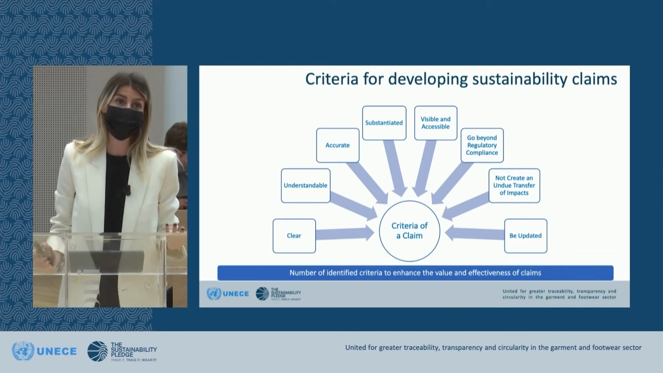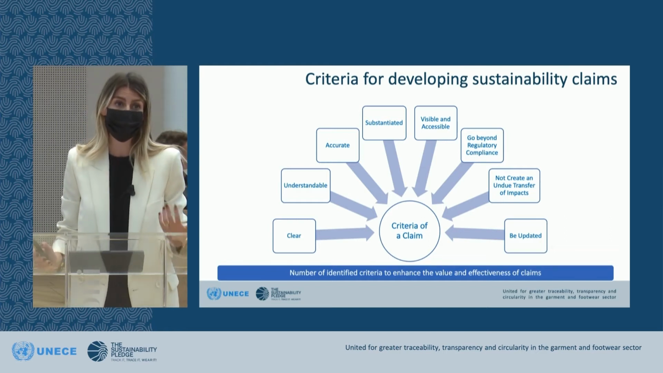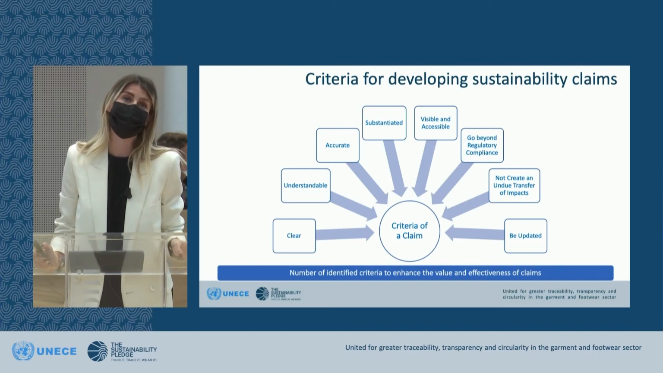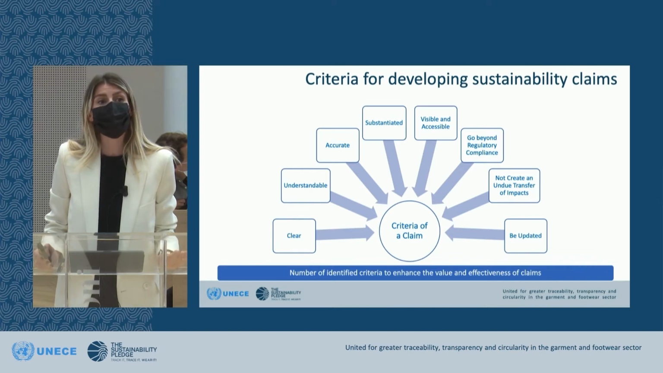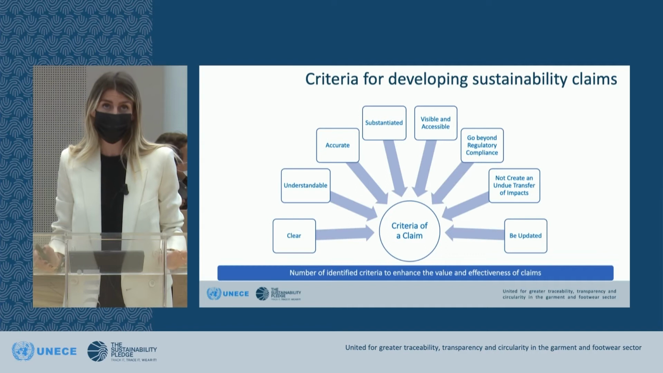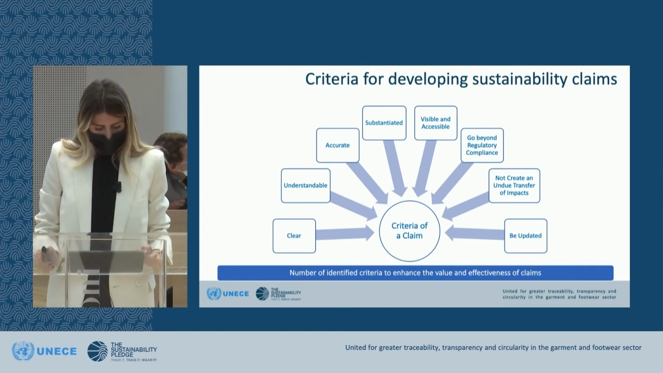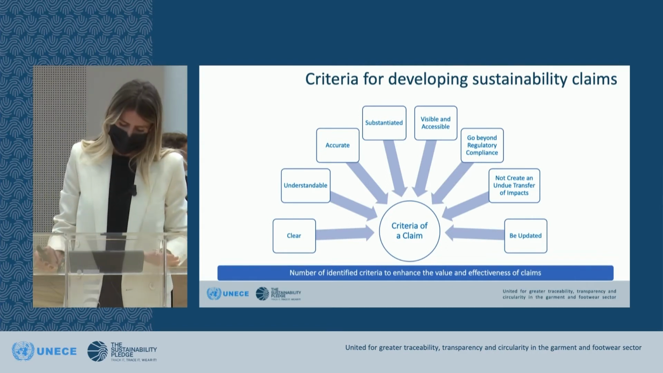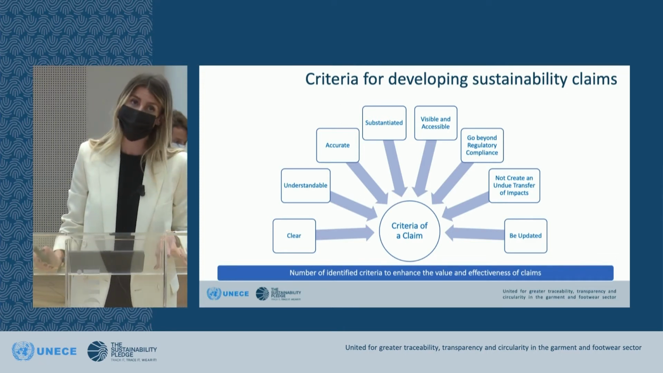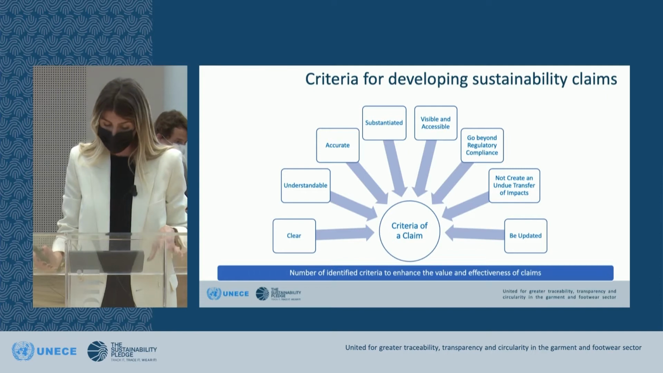Visible and accessible, if we talk about consumer claims. Go beyond regulatory compliance. So it is important that it exceeds what is already required by the law and does not create any undue transfer of impact, meaning that it should not enhance one aspect where the product is performing well while masking other aspects where the product is instead performing poorly. And updated.